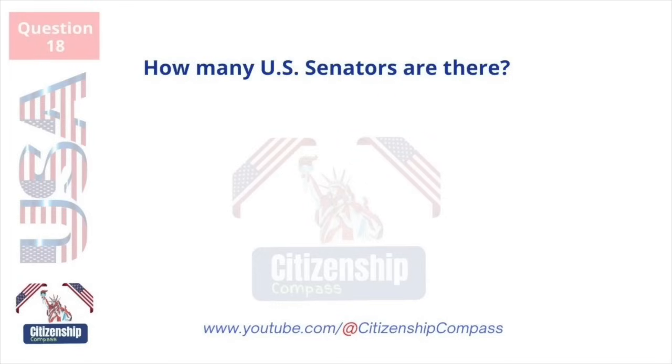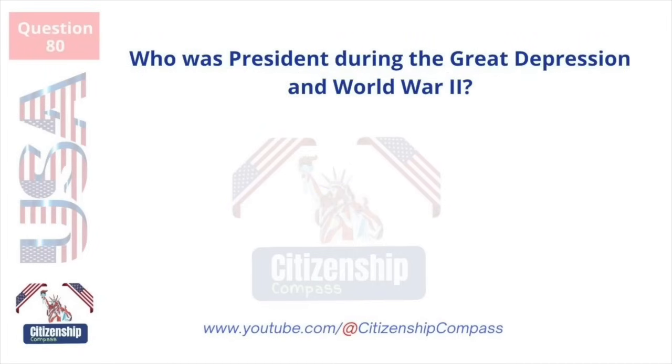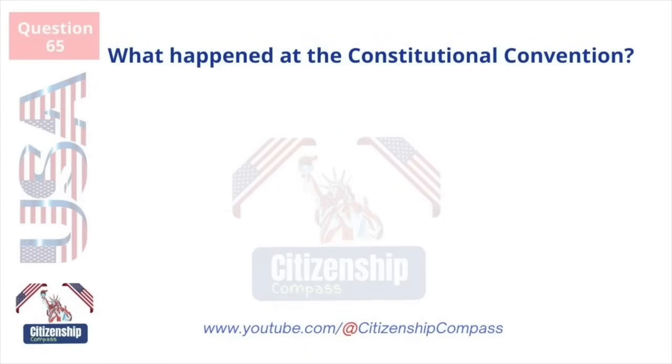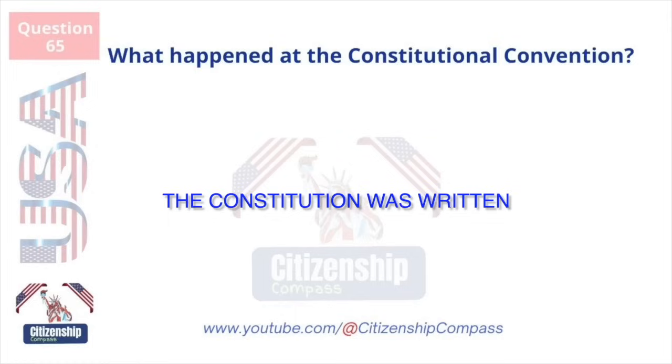How many U.S. senators are there? 100. Who was president during the Great Depression and World War II? Franklin Roosevelt. What happened at the Constitutional Convention? The Constitution was written.